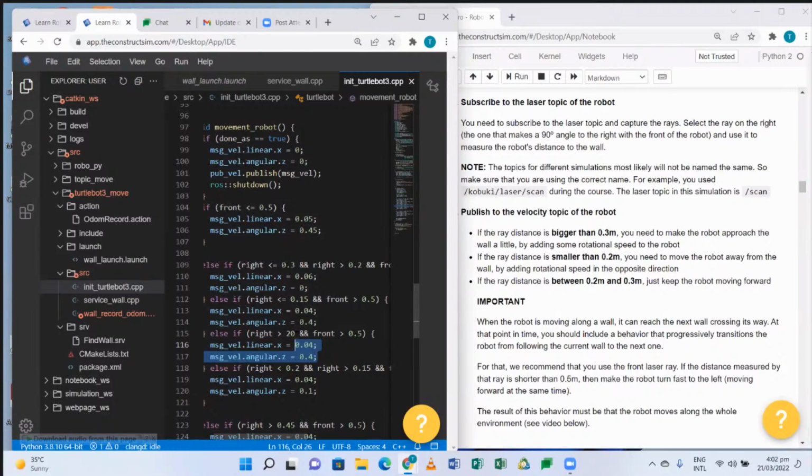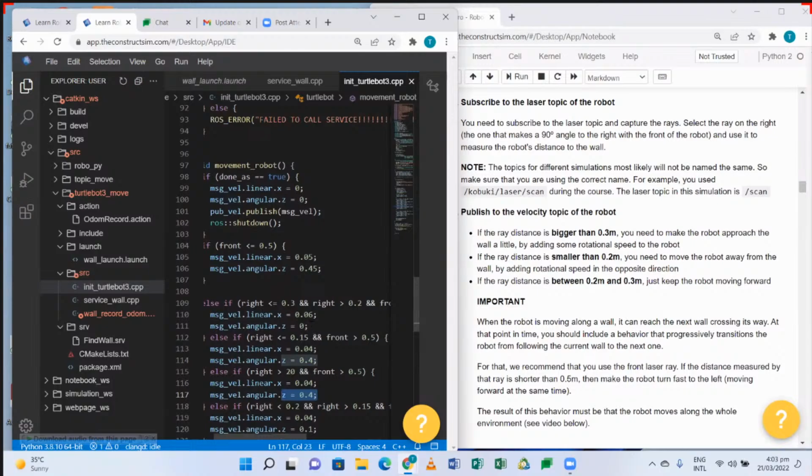So here I have compensated that if the right array lidar value is greater than 20, then angular.z would go to 0.4, and it would keep moving forward, but it would take more angular velocity over here. Right, because it's too close to the wall in that case, right? Yes, yes. And if the right lidar value is in between 0.2 and 0.3, then it must keep moving forward without rotating clockwise or anti-clockwise.